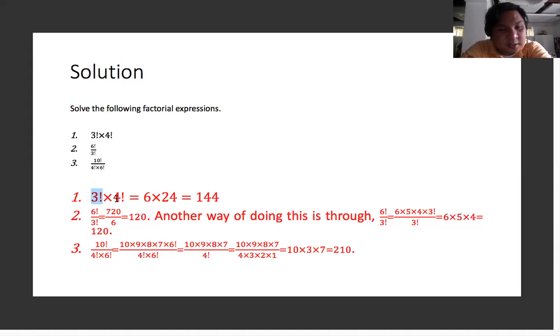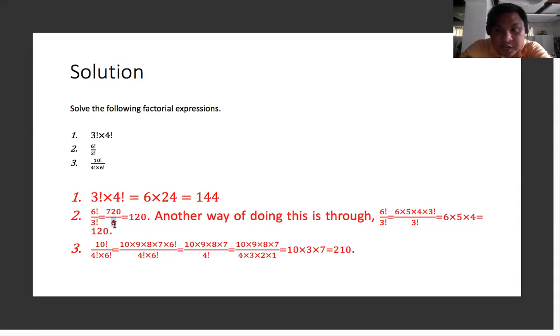All right. So next problem, number 2, we have 6 factorial divided by 3 factorial. To do this, of course, we can just put it in the calculator. It should give us 120. Or if you'd like to do it manually, you can compute for 6 factorial first. That is 720. And then you compute for 3 factorial next, which is simply 6. And then later, you divide 720 by 6. That is 120.